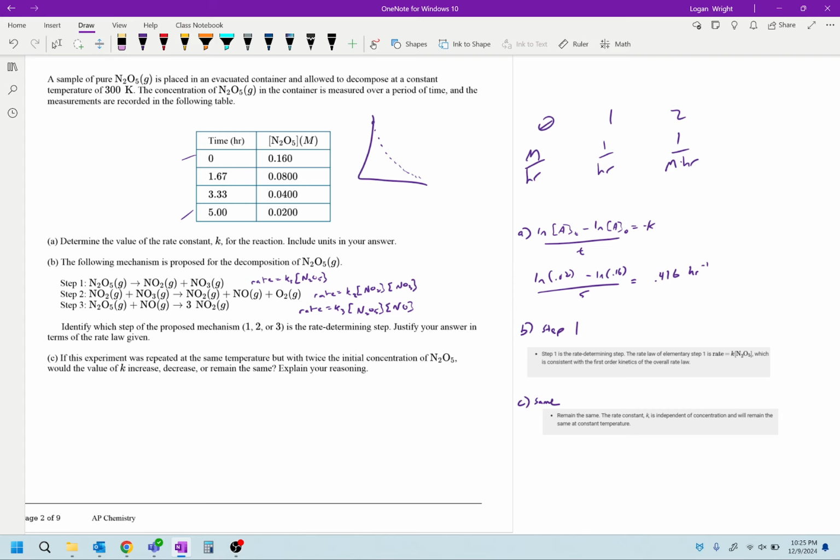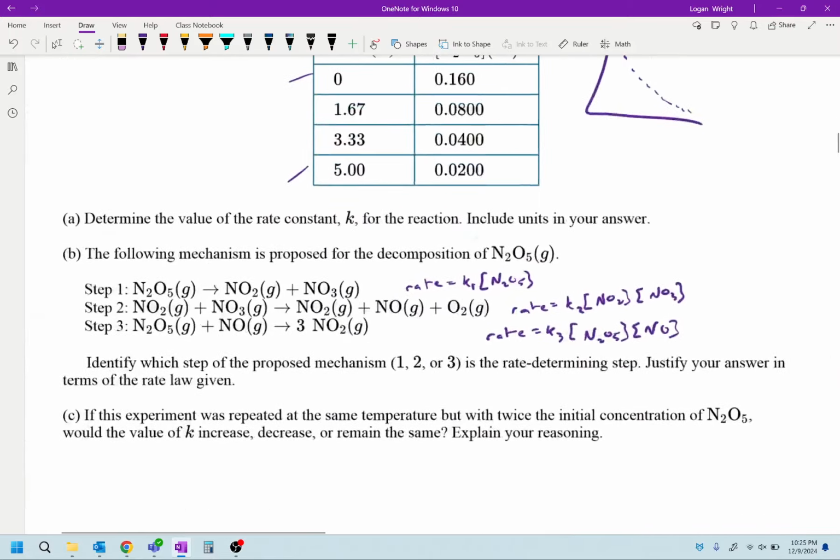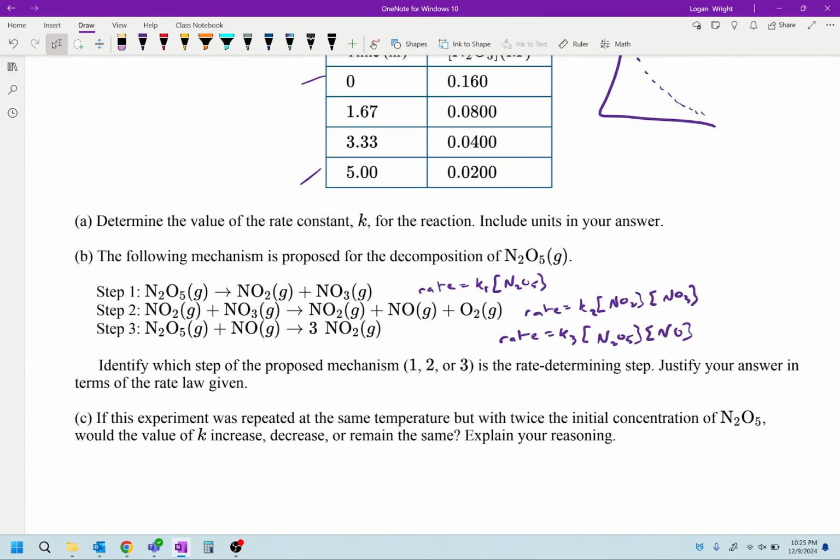Part B. Here's the mechanism. Identify which step is the rate determining step. Justify your answer in terms of the rate law given. So I know that the rate law is just the concentration of N2O5. And with elementary steps, because only simple interactions are involved with each elementary step, I can just say, here is one particle. The rate law is whatever's going on with that particle.